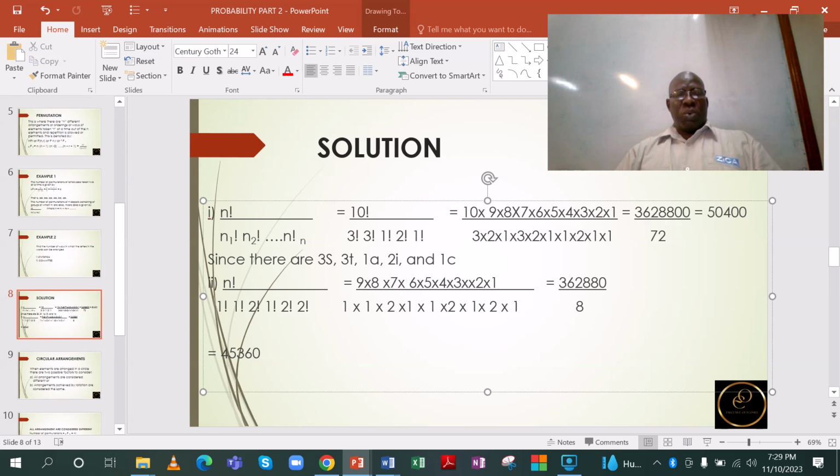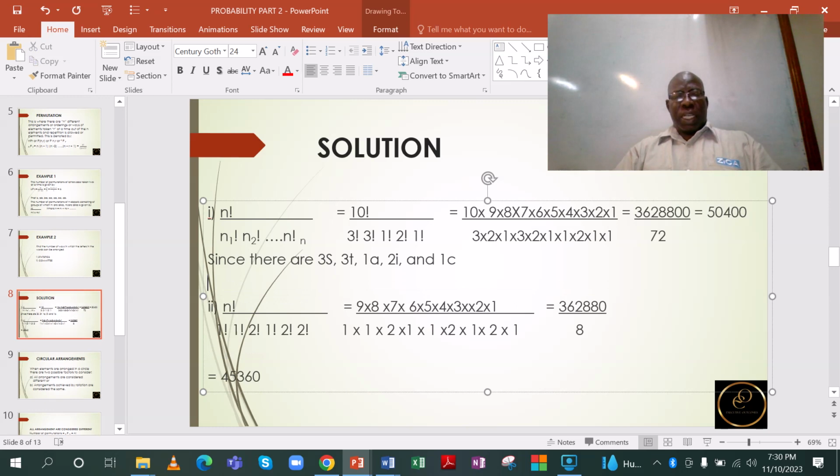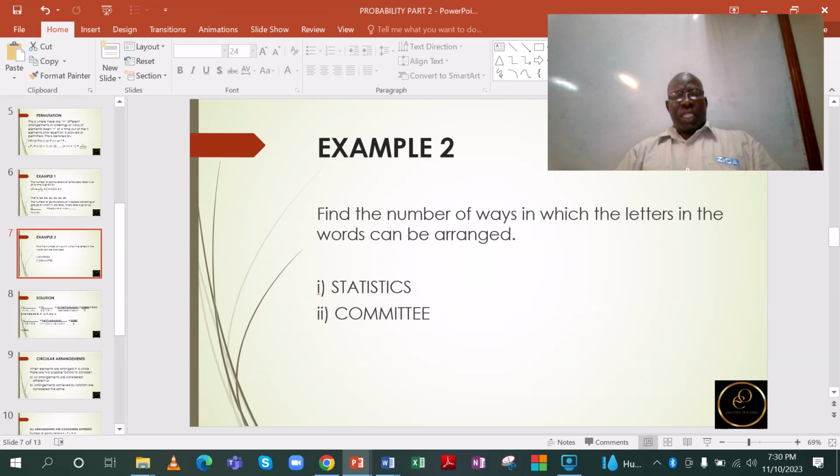So the next one we look at is that which is involving the word committee. In like manner, we analyze how many C's do we have? We have 1 C, so N1 is 1. How many O do we have? We have 1 O, so N2 is 1. How many M do we have? We have 2, so N3 is 2. How many I do we have? We have 1, so N4 is 1. How many T's do we have? We have 2, so N5 is 2. How many E's do we have? We have 2, so N6 is 2.